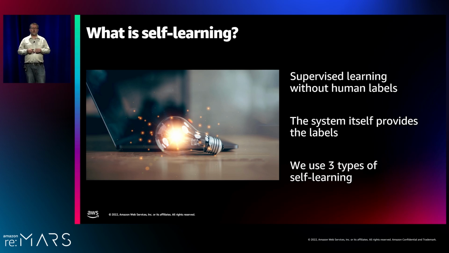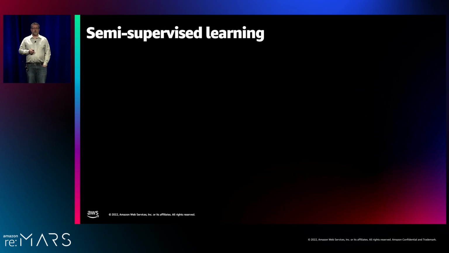Self-learning is essentially doing this supervised learning without human labeling. And instead, the system itself labels the data in some way. In our system, we use three different types of self-learning. We use semi-supervised learning, weakly supervised learning, and self-supervised learning. So the first one is semi-supervised learning. And this is the one that we use the most.